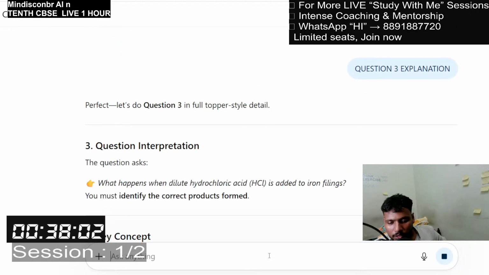What happens when dilute hydrochloric acid is added to iron filings? Tick the correct answer. Hydrogen gas and iron chloride are produced. Chlorine gas and iron hydroxide are produced. No reaction takes place. Iron salt and water are produced.